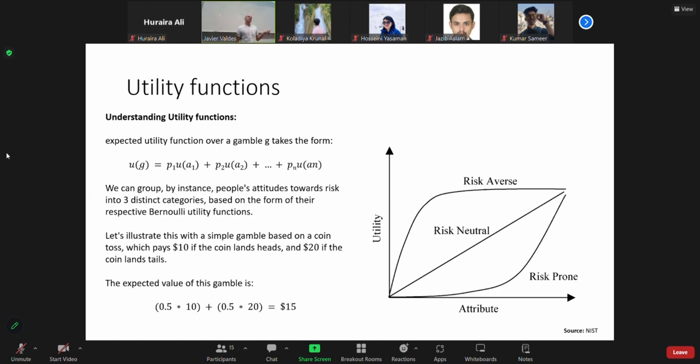Because of the expected cost in this case. So we know that, for example, people through time change their attitude about risk. Younger people are risk prone. Older people are risk averse.